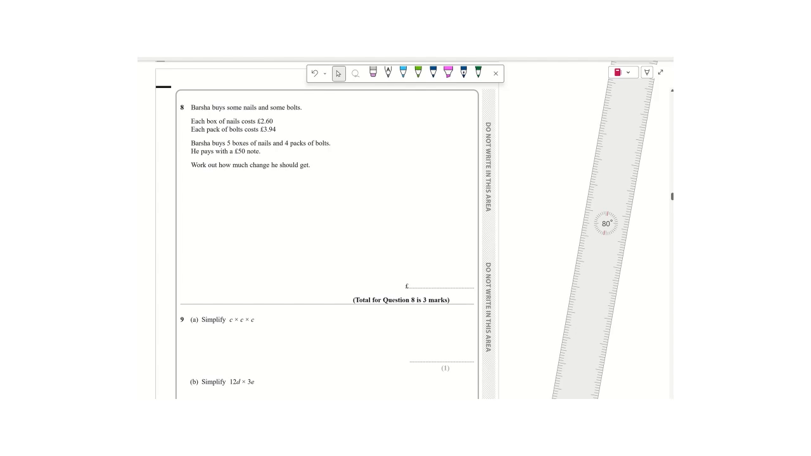Question 8. Barsha buys some nails and some bolts. Each box of nails costs £2.60. Each pack of bolts costs £3.94. He buys 5 boxes of nails, 4 packs of bolts, and pays with a £50 note. How much change should he get?